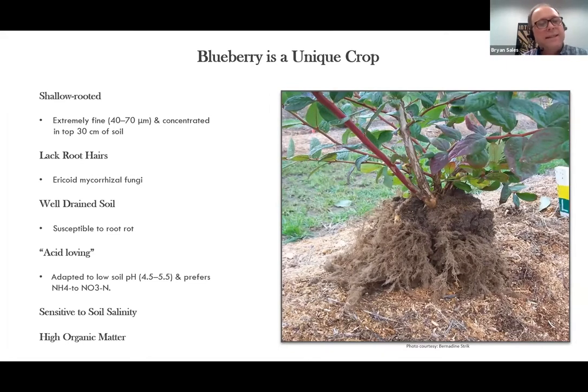Blueberry is often called acid loving because it's adapted to a low pH soil, generally between 4.5 and 5.5. Additionally, blueberry has been found to predominantly uptake the ammonium form of nitrogen over the nitrate form. So in general, blueberry is considered to have a low nutrient requirement compared to other horticultural crops. This likely influenced its sensitivity to soil salinity. And blueberry likes very high amounts of organic matter. However, these growth requirements that are specific to blueberry very much influence the organic matter types that are selected.